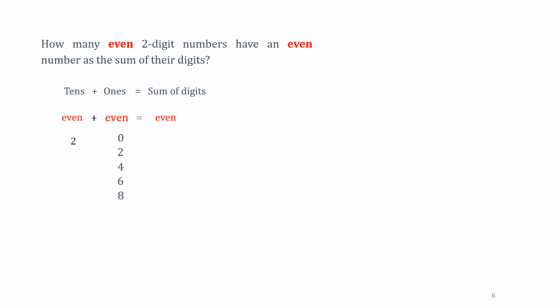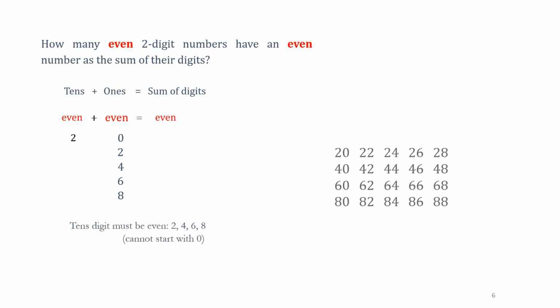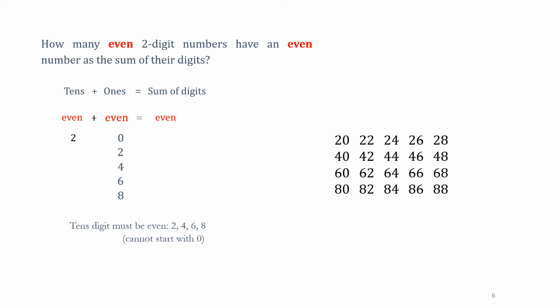If the tens is 2, then we can have 20, 22, 24, 26, 28. When the tens starts with 2, we can make 5 numbers. When the tens is 4, we can make another 5 numbers. So altogether, we can have 4 times 5, 20 even two-digit numbers.